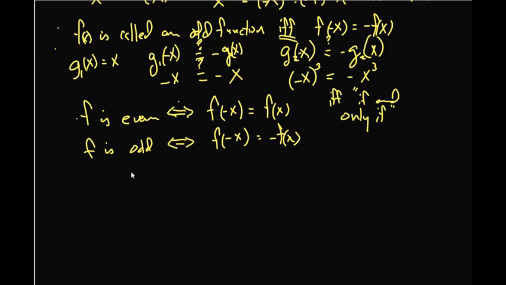So what does this mean about the graph of an even function and the graph of an odd function?